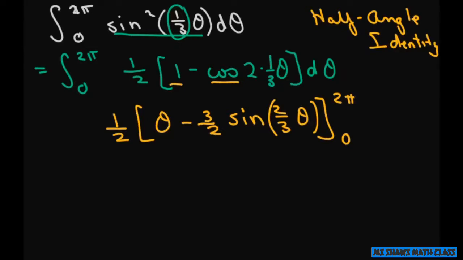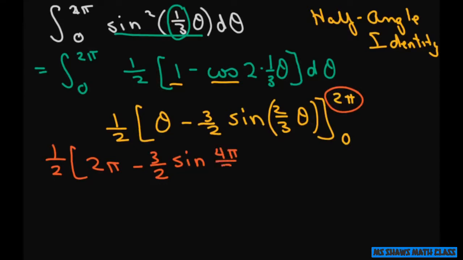So let's write that out. So we're going to get 1/2. We start with this one, 2 pi, minus 3/2 sine, and this is going to end up being 4 pi divided by 3. This, when you substitute that in there, okay, then you're going to get minus, when you plug in 0, sine of 0 is just 0, so this is just going to be 0. So when you simplify, that's just 0.